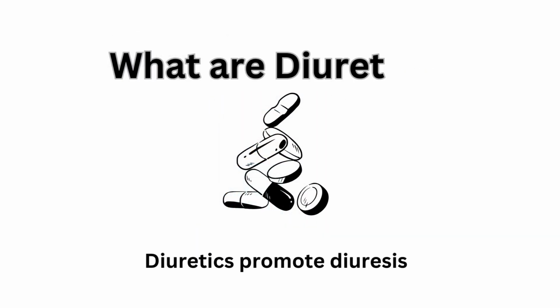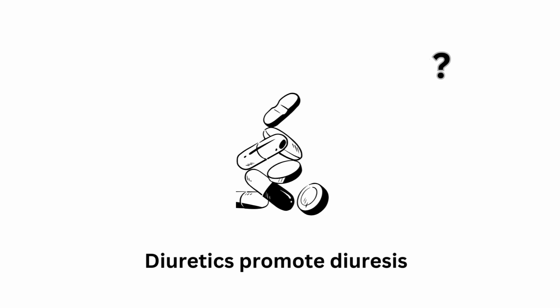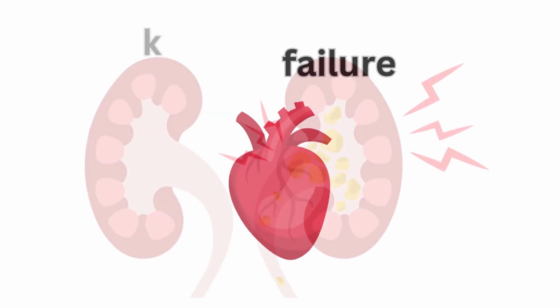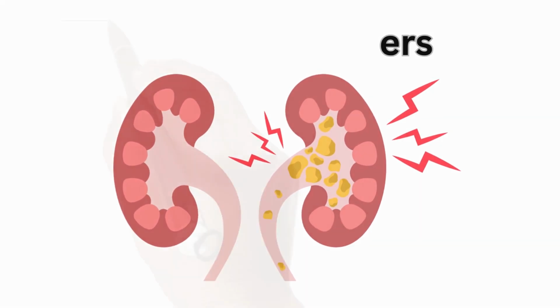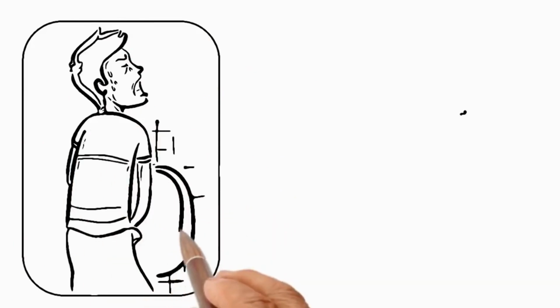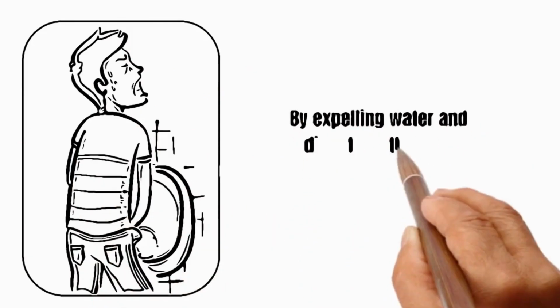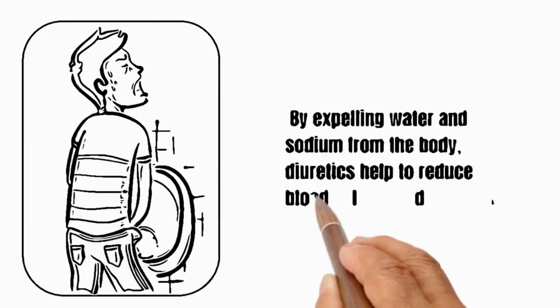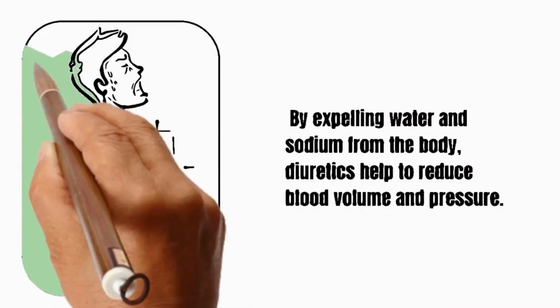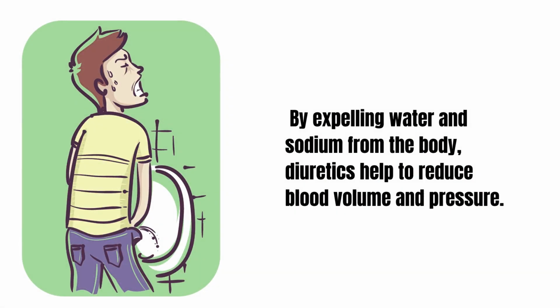Diuretics are a class of medications that promote diuresis, the increased production of urine. They are commonly used to treat conditions like hypertension, heart failure, and certain kidney disorders. By expelling water and sodium from the body, diuretics help to reduce blood volume and pressure. Today, we'll delve into the various classes of diuretics, each with unique mechanisms and applications.